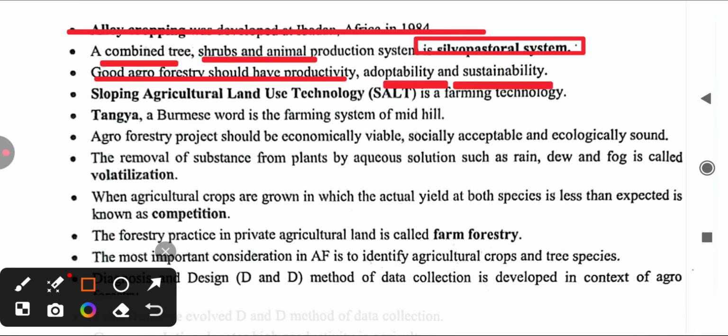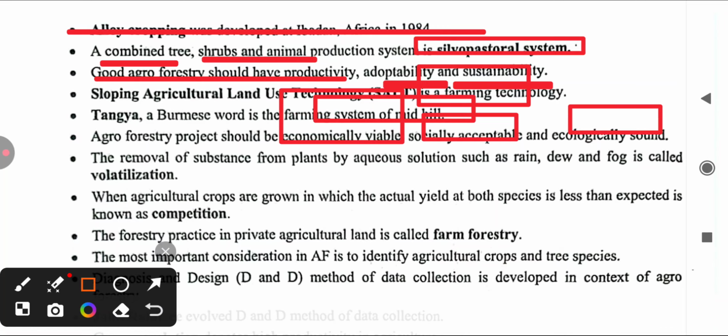Sloping Agriculture Land Technology, SALT, is a farming technology. Taungya, a Burmese word, is a farming system of the Middle Mountains. And agroforestry projects should be economically viable, socially acceptable and ecologically sound.